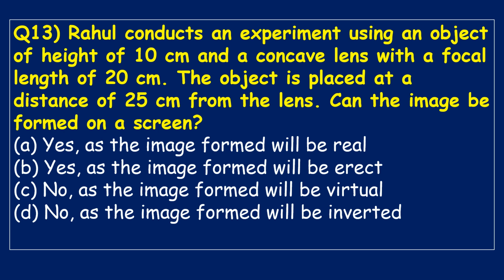Can the image be formed on a screen or not? Your options: the image formed will be real, no chance for that, because convex mirror always forms virtual image. Similarly, concave lens also forms virtual image. So option B, yes, as the image formed will be erect. Possibility is there. Virtual means erect. No, as the image formed will be virtual. Option D, no, as the image formed will be inverted. Right? Real and inverted is not possible.